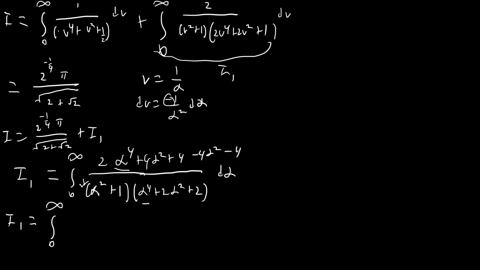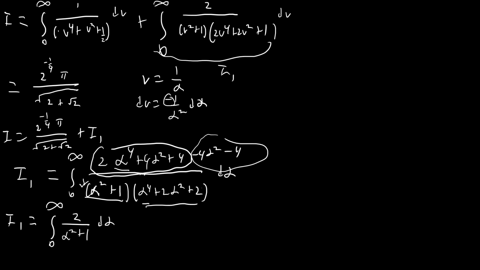So for this first part right here, this is going to cancel with this, and so we're just going to end up with 2 over alpha squared plus 1 d alpha. And for this separate part, this is actually going to cancel with this, so we're going to end up subtracting integral from 0 to infinity.